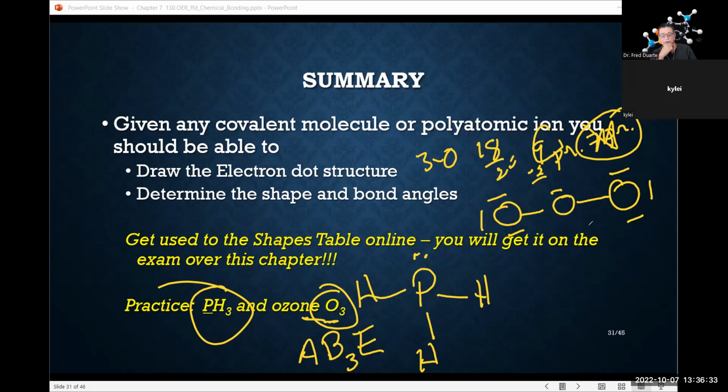Keep track of your lone pairs here. And then check the octet. The octet for the left oxygen is good. The one for the right oxygen is good, but the center one is missing two. So as we did with the previous examples, we make double bonds. It doesn't make a difference which pair you take from. I can simply take a pair from here and create a double bond. And so we end up with the following structure.